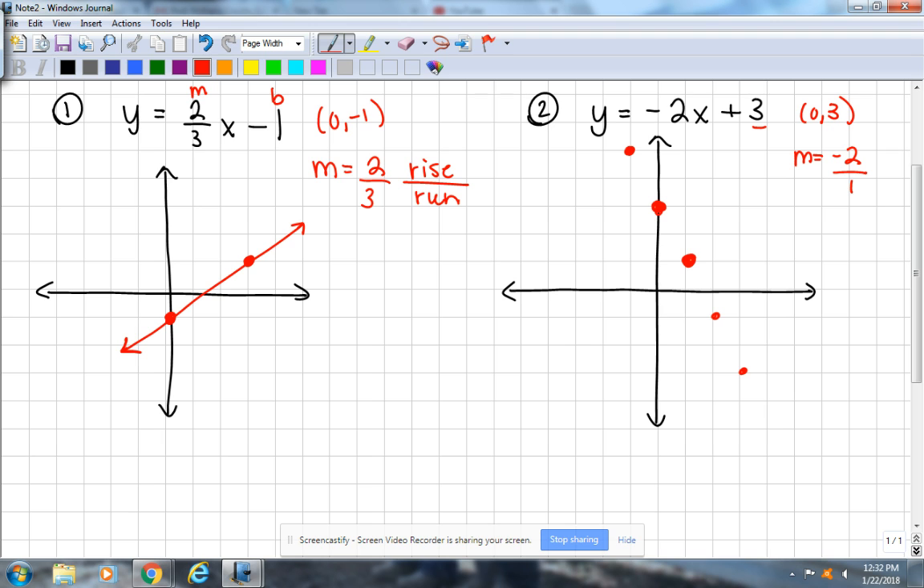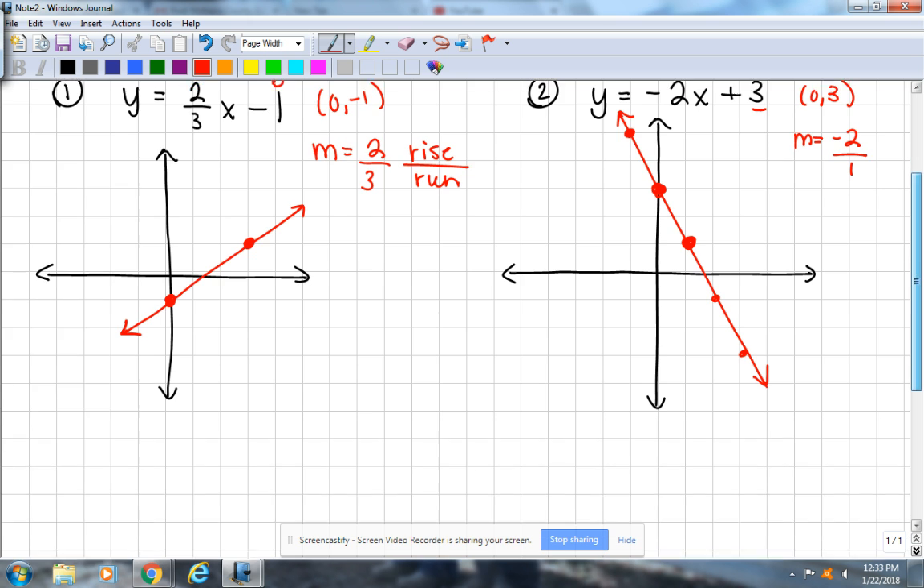And then you can connect them and put arrows on it. And notice we have a negative slope, so our graph should be falling from left to right, like we talked about in the last section. And there's our graph.